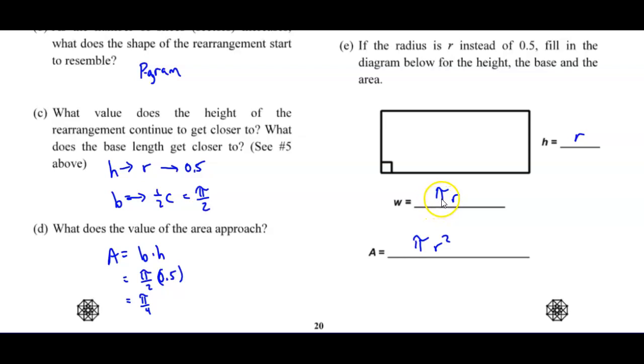If you take a circle and you separate it into multiple sectors, they start to resemble a parallelogram whose height is the radius, whose width is half the circumference. So it does come out to be close to pi r squared.